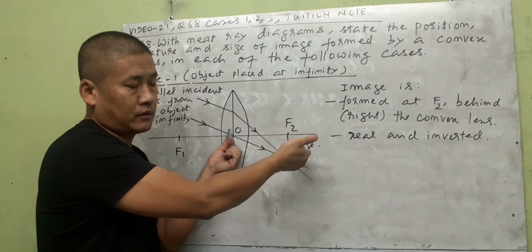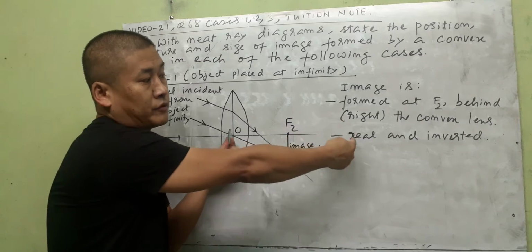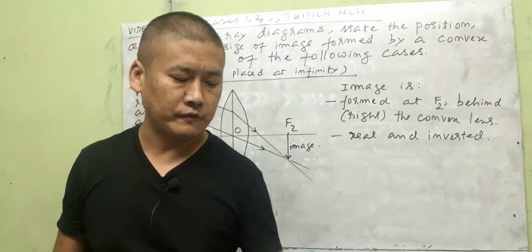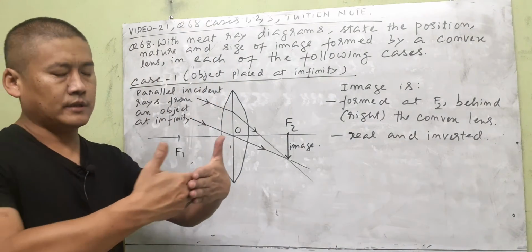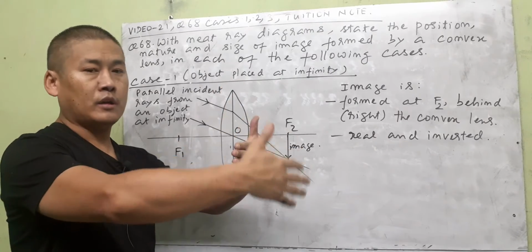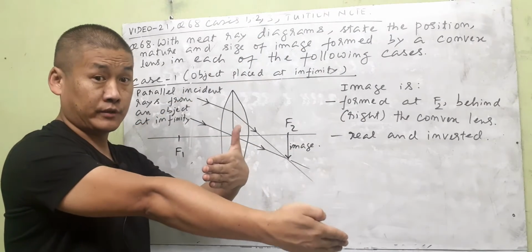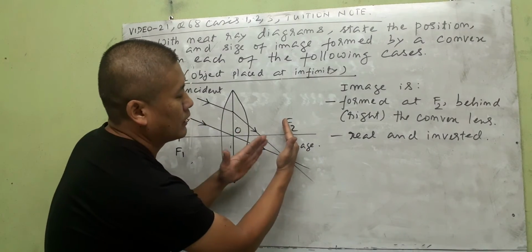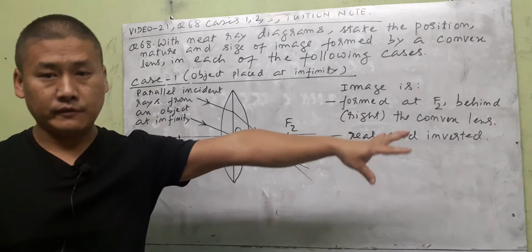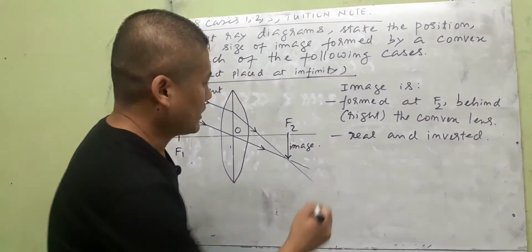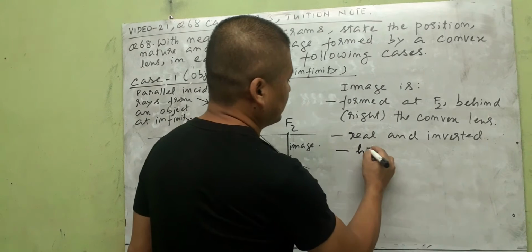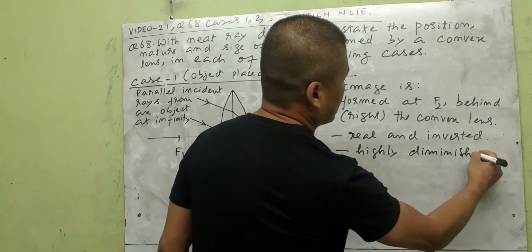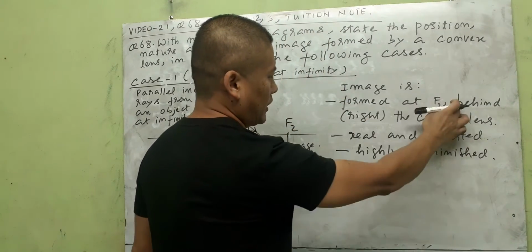Because it requires a screen to receive it, it's called a real inverted image, because real images are always received only on a screen. Virtual images don't need a screen. Example, as I said, the image formed by the looking glass at home. You don't need any screen, you see it directly behind the mirror. That's a virtual image. Here we won't see the image unless you bring a screen and put it here, and the image will be formed on the screen. That's why it's called a real inverted image. And the size is much smaller than the real tree, so it is highly diminished. Keep this in mind.